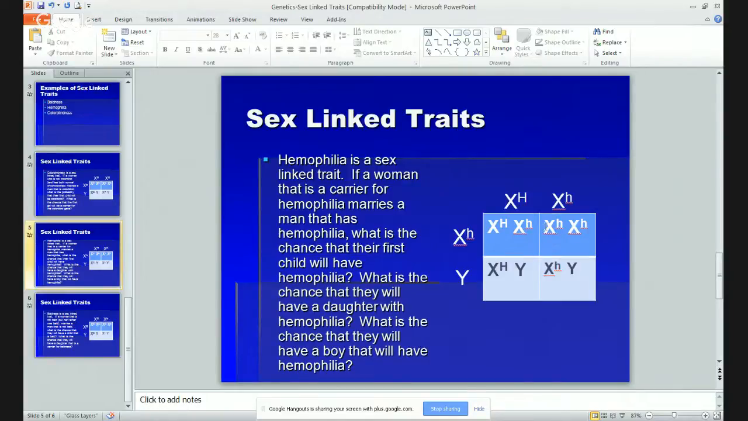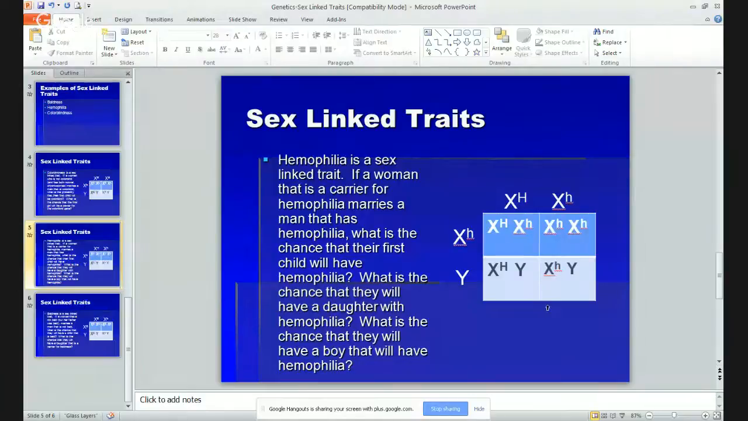Now, I guess I should reword that. There's a 50% chance if they have a daughter that she will have hemophilia. I guess the way it's worded, I didn't think about this. Sorry. What is the chance they will have a daughter with hemophilia? Well, you have a 1 in 4 chance.